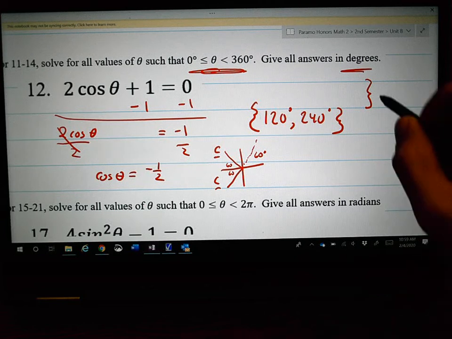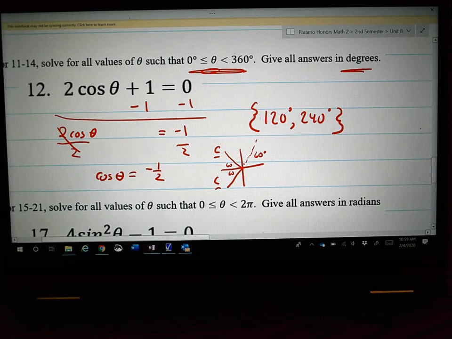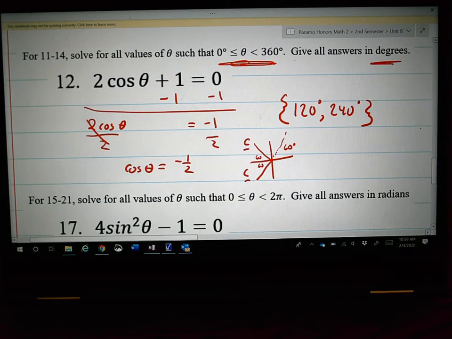Isolated the trig function is 2 cosine theta. You divide it by 2, dividing 2 by everything. And then just cosine theta is equal to negative 1 half. And then you find negative 1 half in the circle. And there's 2 spots where it can be. The cosine is the x.